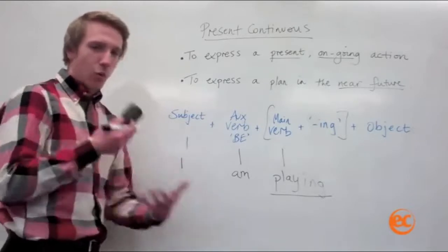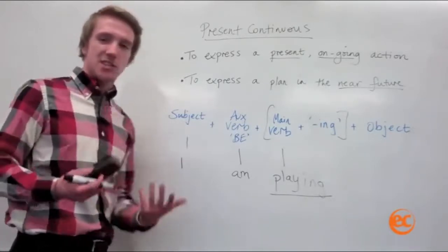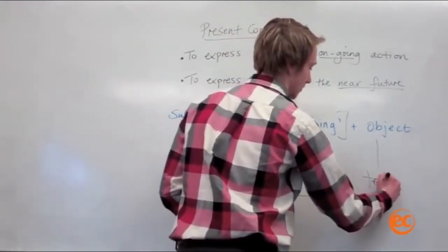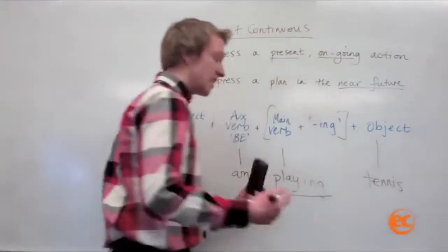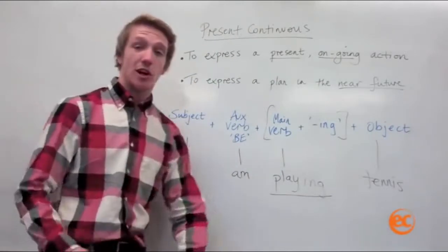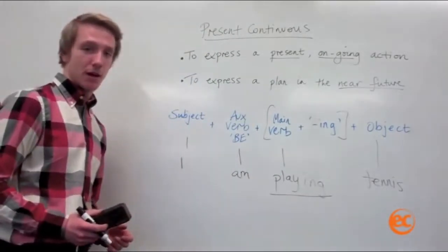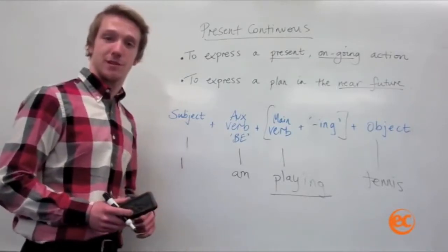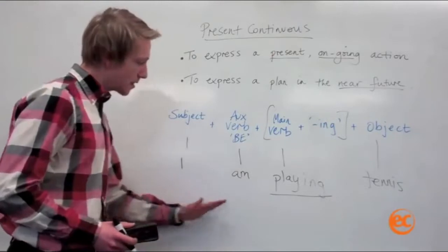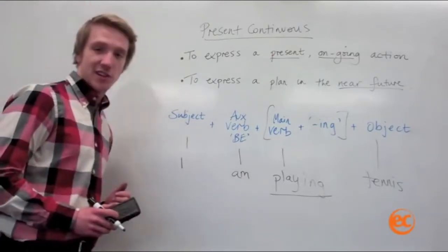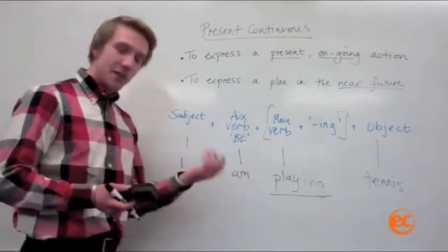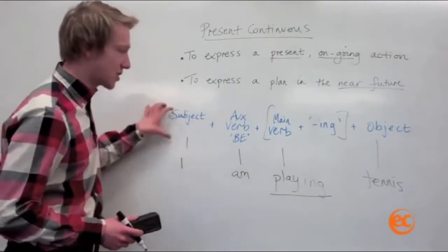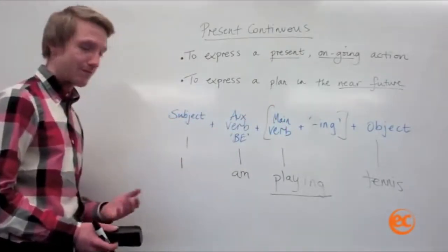So, Harrison, what could you be playing? Well, I could say, I am playing tennis, soccer, football. I could be playing chess with my friend in the present. So, this is the most basic form of the present continuous. So, let's try a different example. Yeah? Let's maybe change some of the language, but we'll stick to our formula.